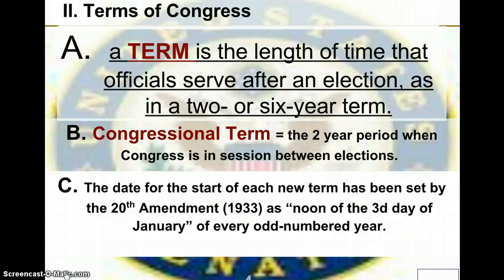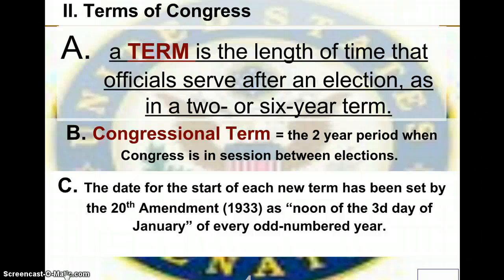Now, the date for the start of each new congressional term has been set by the 20th Amendment as noon of the 3rd day of January of every odd-numbered year. So every January 3rd of every odd-numbered year, so again, last January 3rd, at noon, the congressional term began. And we'll be talking about that first day of each term of Congress.